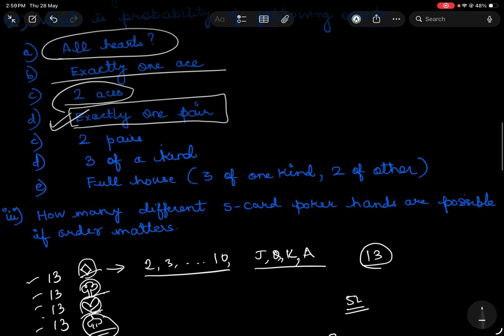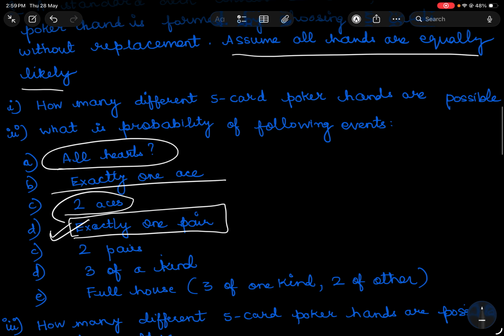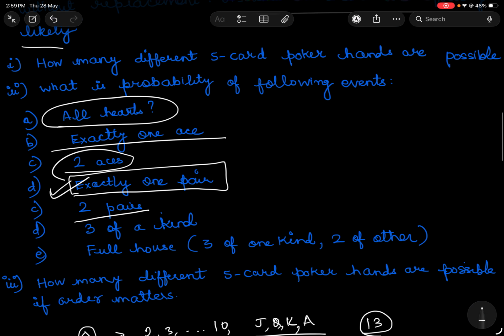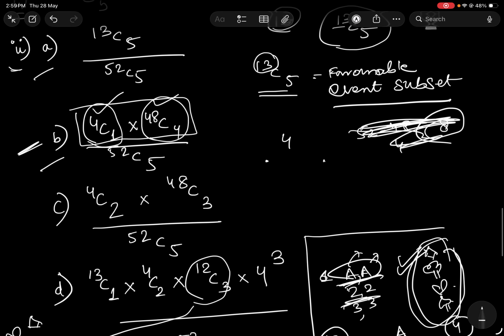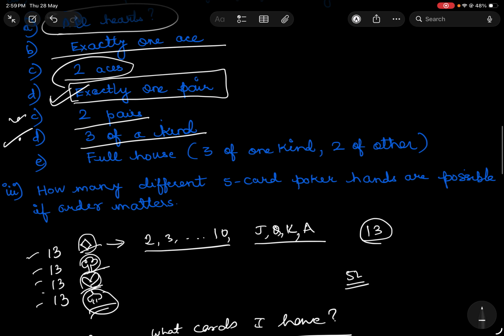Now I would like you to solve the two pairs and three pair conditions, and let me know in the comments. I'll solve this problem next, but I want you to try to solve C, D, and E by yourself. It is similar to what we did in D, and I will come back to the answers too for this.